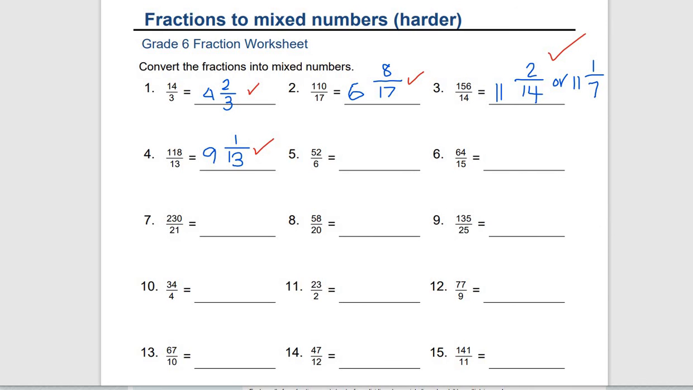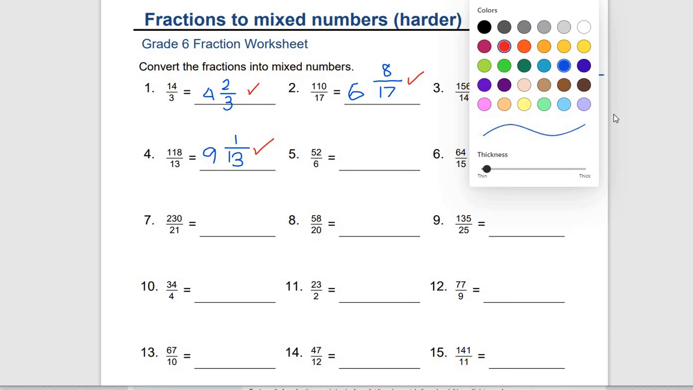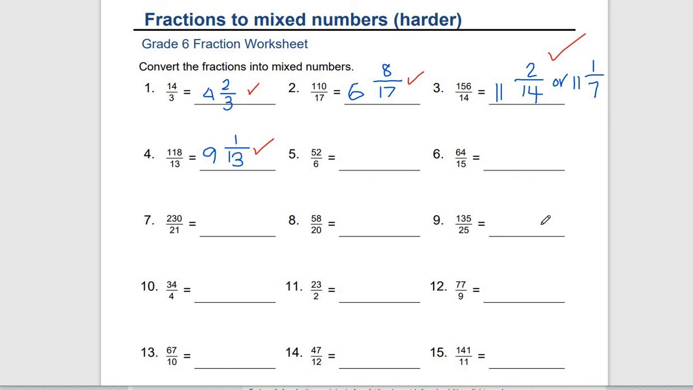Next one, 5. Our fraction is 52 over 6. And if you work this out, 6 can go into 52 8 times. This gives us a total of 48 and a whole number of 8. That means there are 8 6s. There are 8 wholes of 6, and that gives us 48.